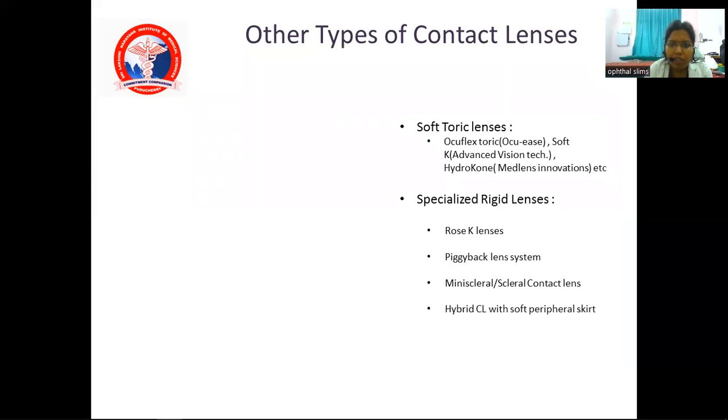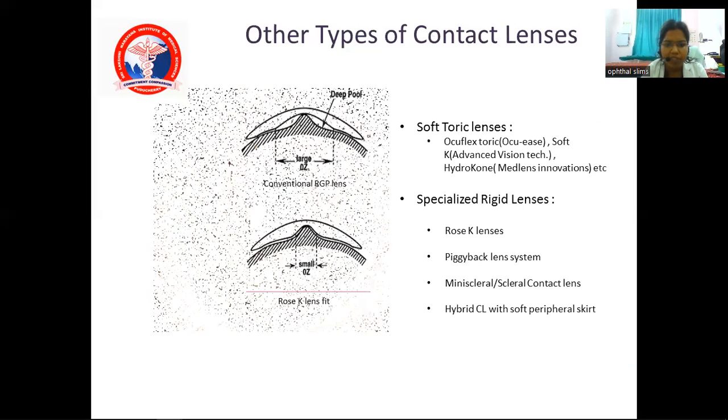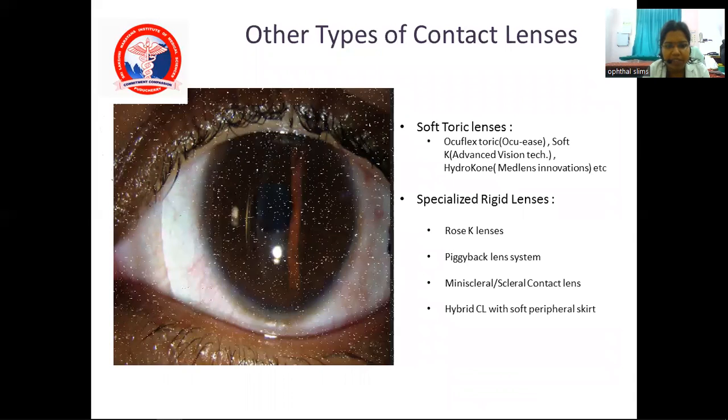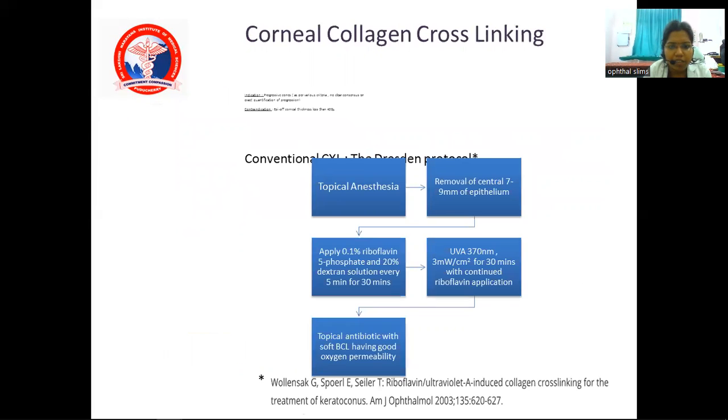comfortable fit. Soft toric lenses are Optiflex toric, soft toric, and hydrocone. And specialized rigid lenses are Rose K lenses, piggyback lens system, mini scleral or scleral contact lens, and hybrid contact lens with a soft peripheral skirt. These were the images of what the contact lens fit will look like. This is a contact lens with a central rigid part plus a soft peripheral skirt.